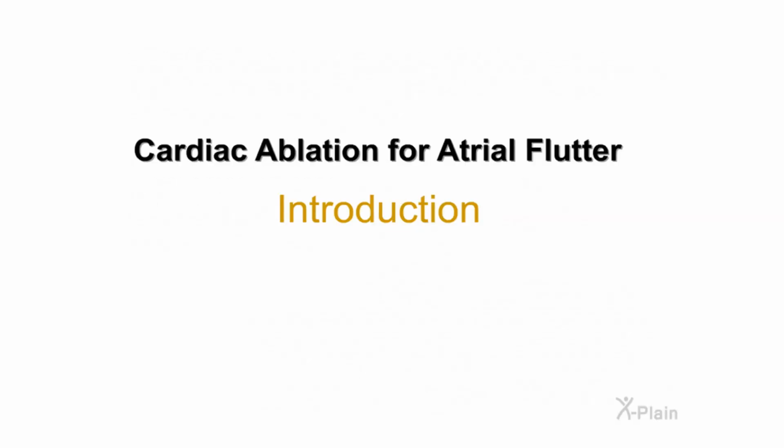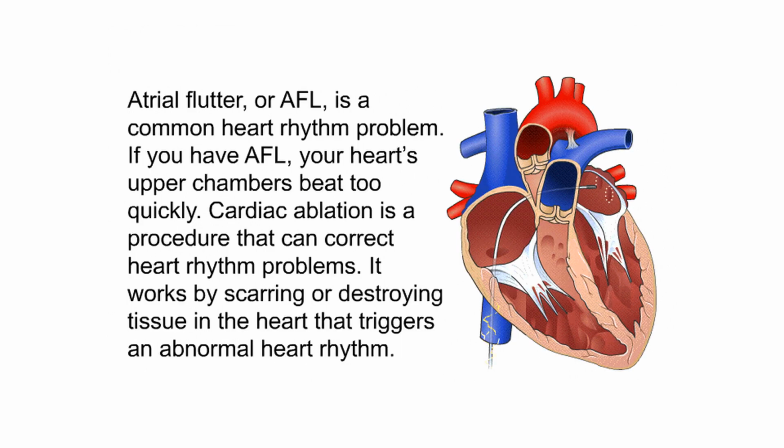Cardiac ablation for atrial flutter. Introduction. Atrial flutter, or AFL, is a common heart rhythm problem. If you have AFL, your heart's upper chambers beat too quickly. Cardiac ablation is a procedure that can correct heart rhythm problems. It works by scarring or destroying tissue in the heart that triggers an abnormal heart rhythm.